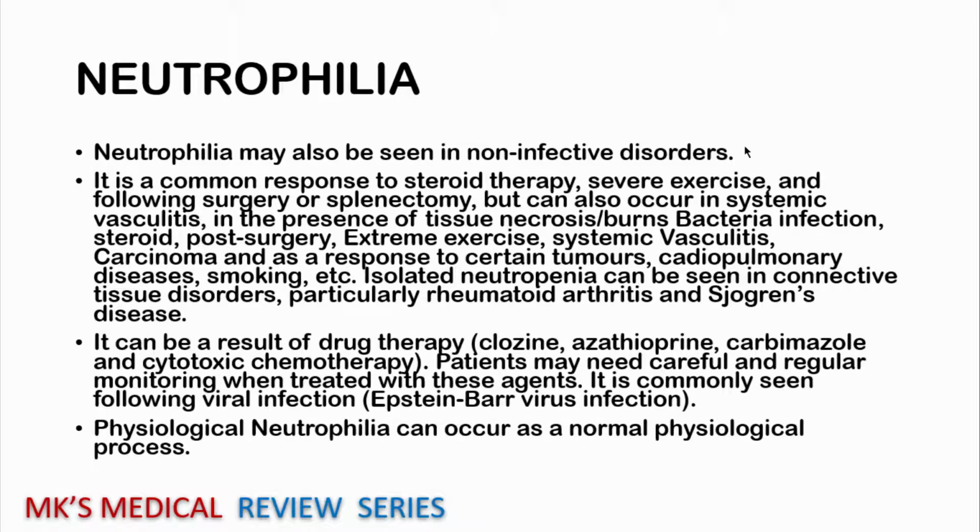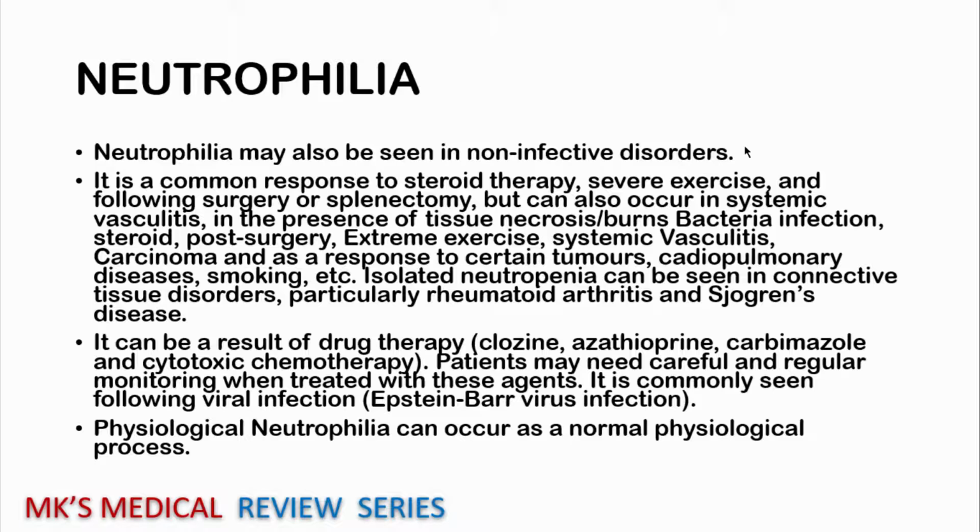Then remember that neutrophilia may also be seen in non-infective disorders, so it's going to be a common response to steroid therapy. It's going to be a common response to severe exercise. It's also going to be following surgeries or splenectomy, but it can also be occurring in systemic vasculitis, in the presence of tissue necrosis, burns, bacterial infections, steroid, post-surgery, extreme exercise, systemic vasculitis, carcinomas, and in response to certain tumors, cardiopulmonary diseases, smoking. Even isolated neutropenia can be seen in some connective tissue disorders, like, for example, rheumatoid arthritis and Sjogren's syndrome.